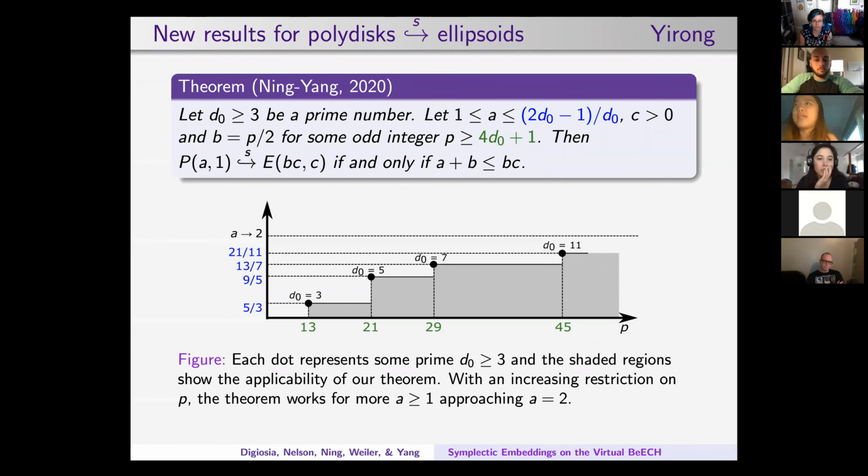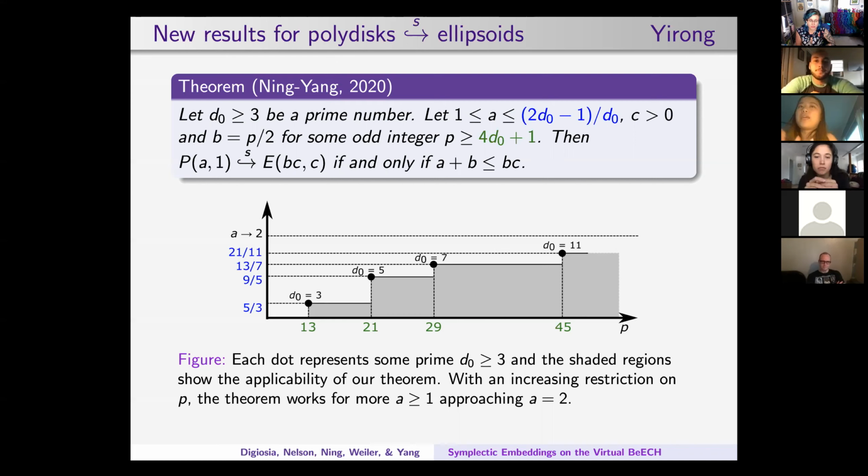So to give you a picture of what that means geometrically, remember that our ellipsoid is EBCC, where B is P over 2, and as P gets larger, B gets larger, and the ellipsoid gets longer and skinnier in its shape. So if it has to satisfy A plus B less than or equal to BC, when the shape of the ellipsoid gets skinnier, the theorem tells us that it's harder for the polydisk to be embedded into the ellipsoid, in the sense that we can provide sharp obstructions for more values of A.